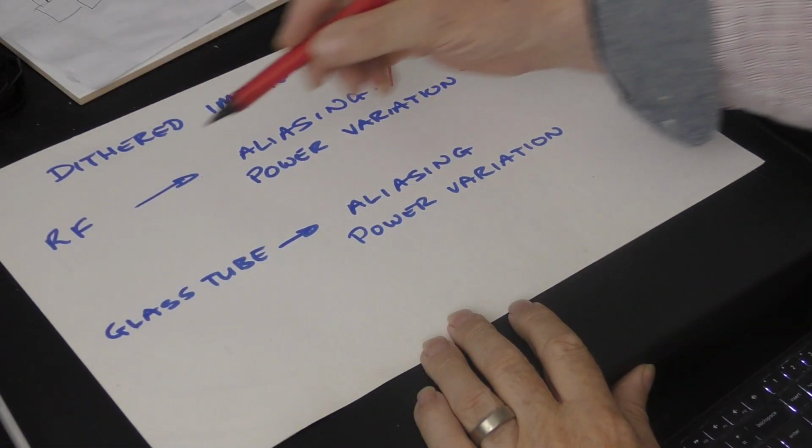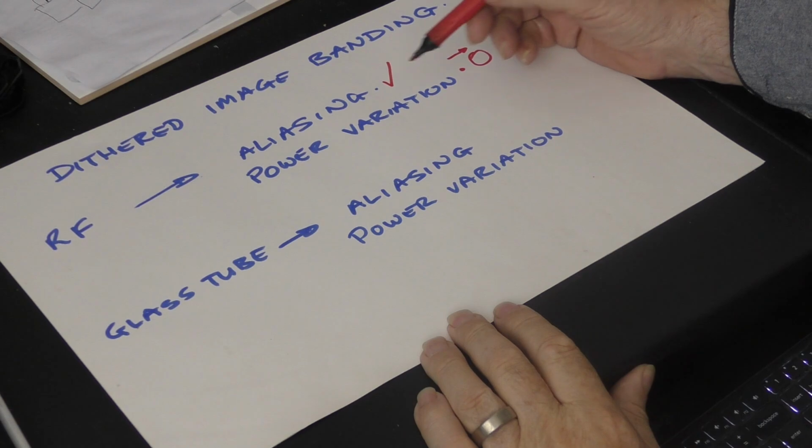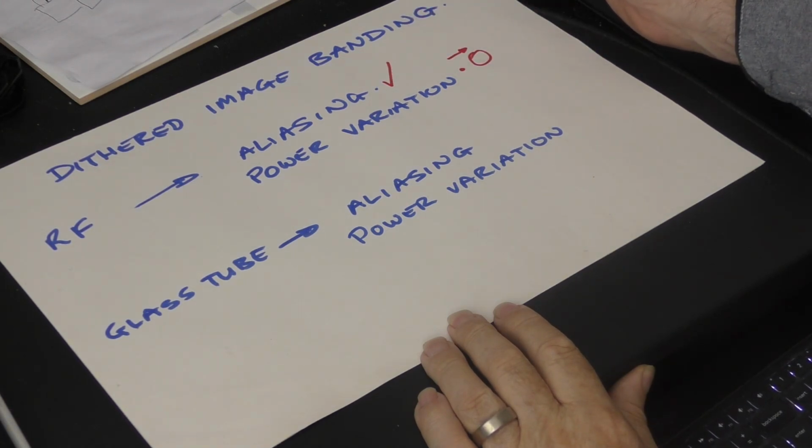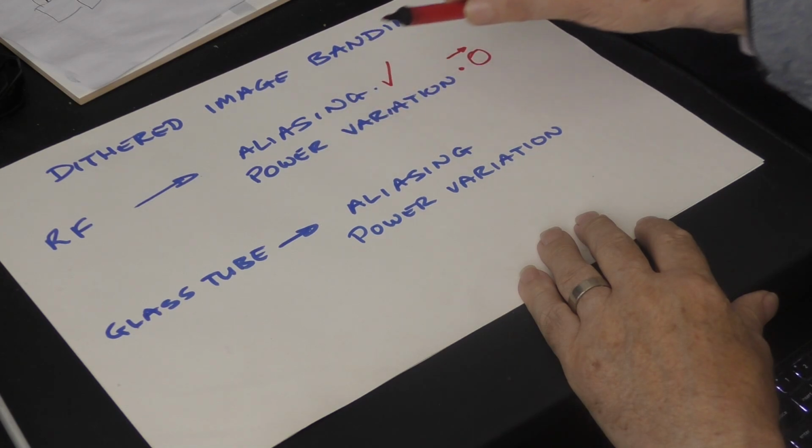Right, so I think we can put our RF imaging to bed and say that any errors that I had in that were purely due to aliasing, but there can be no power variation in an RF signal.